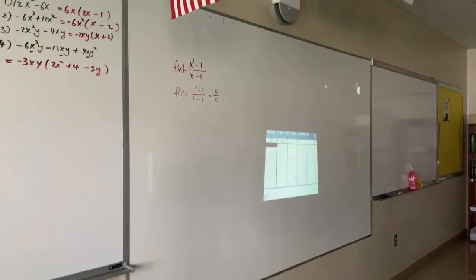And you're going to plug in 0.9, graph, and that should get you 2.71. Okay, 0.99, that should give you 2.9701. And 0.999, that should give you 2.997. Do you see that?